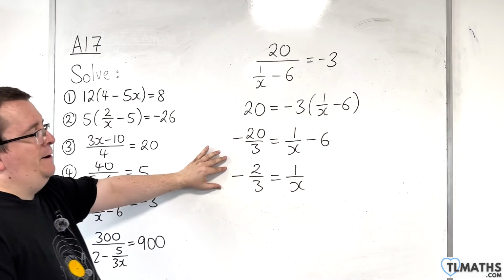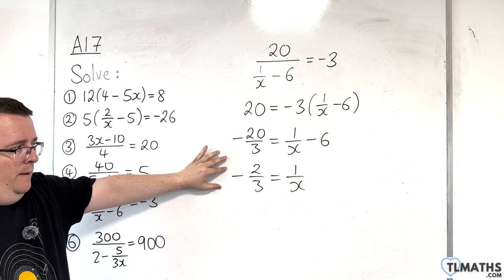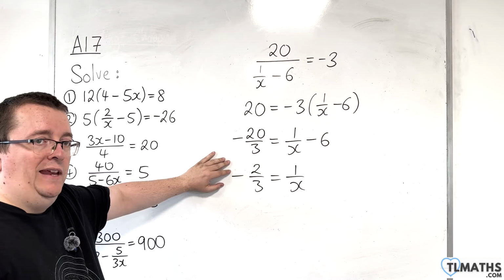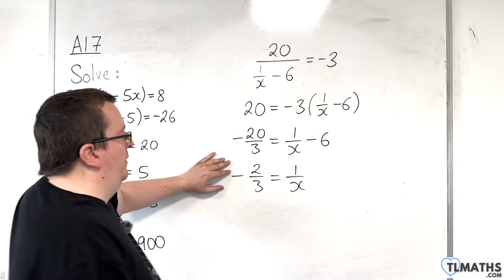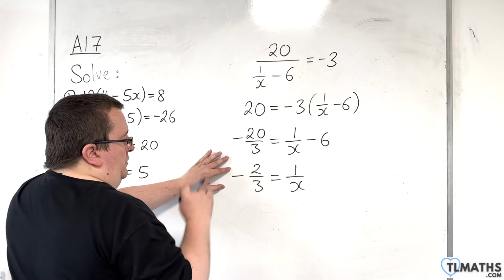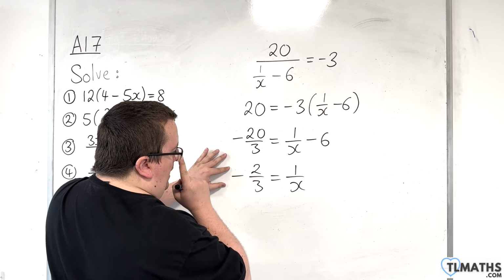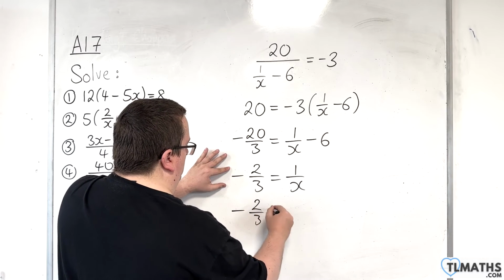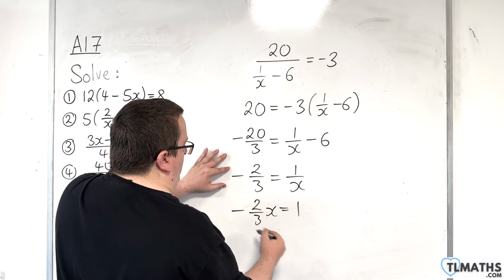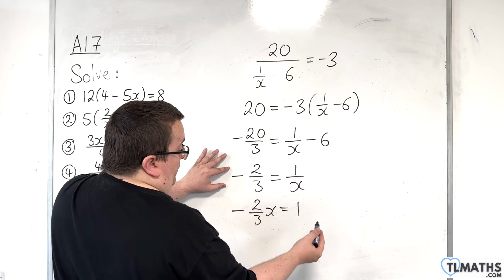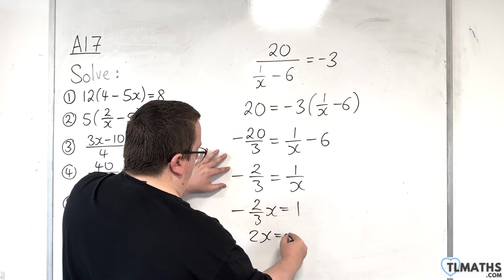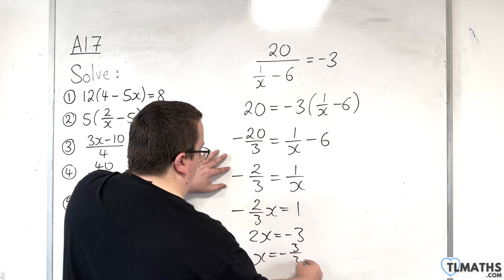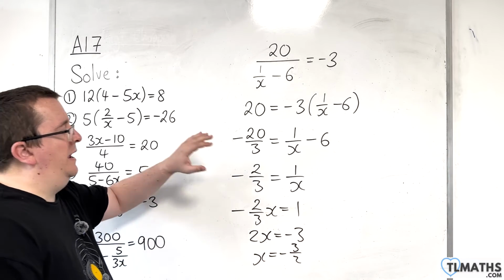Okay, now I will take this opportunity to show you another way of dealing with this stage, but let's just do it the way that I've shown you before. So we've multiplied both sides by x, then multiply both sides by minus 3, and then divide both sides by 2. So x is minus 3 halves, okay?